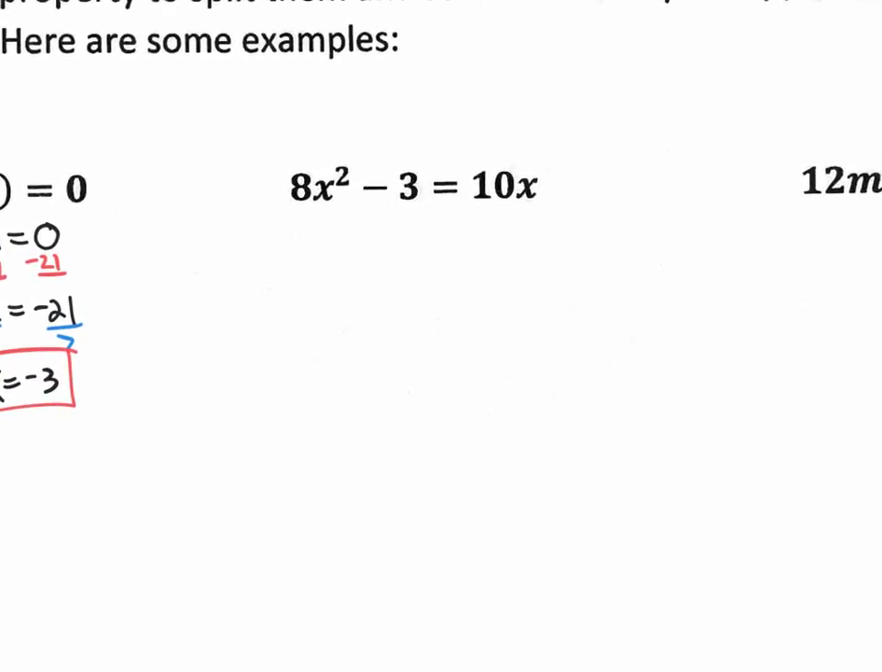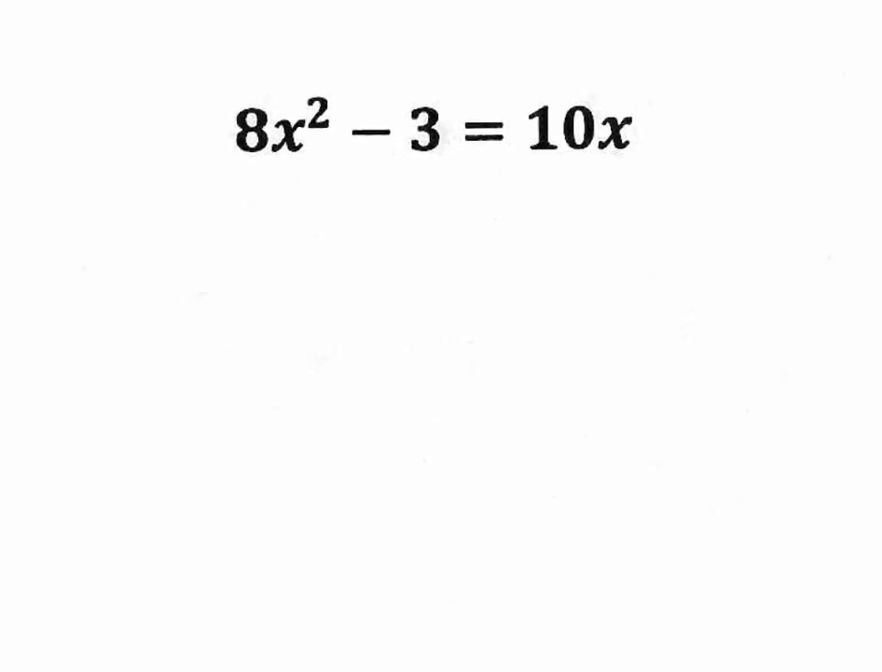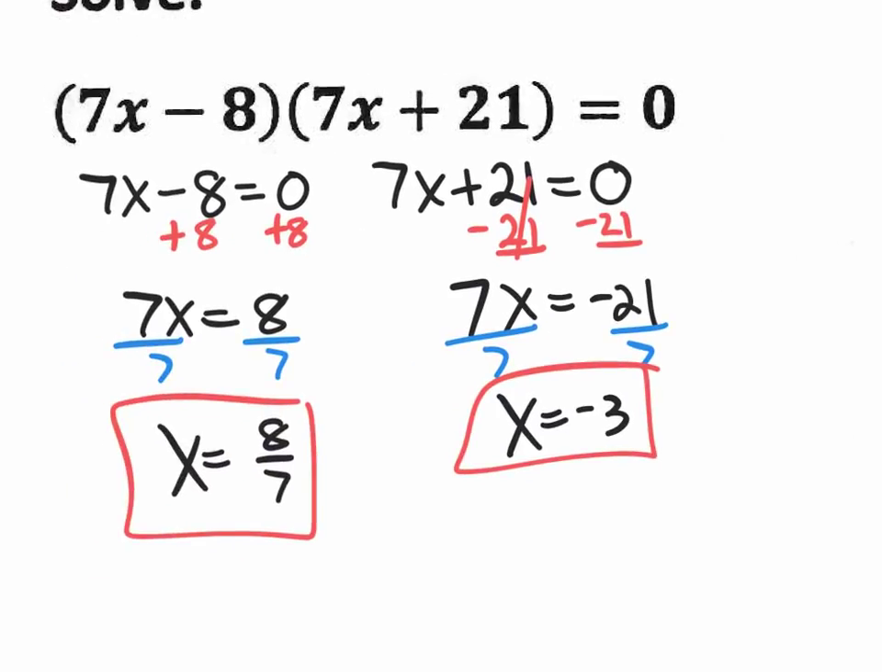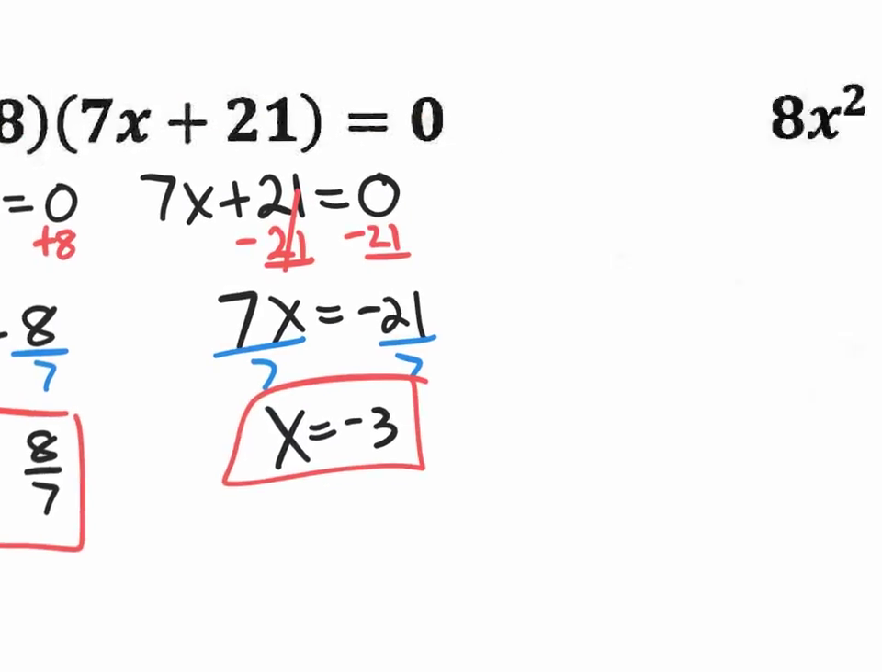So right here on this one, we can't factor yet, and not only that, it's not set equal to 0. The whole purpose of factoring is to get multiplication. Like over here, we have multiplication, something times something equals 0. So because we have multiplication and it's equal to 0, we're able to split it and solve. If it wasn't equal to 0, we would not be able to split it and solve.